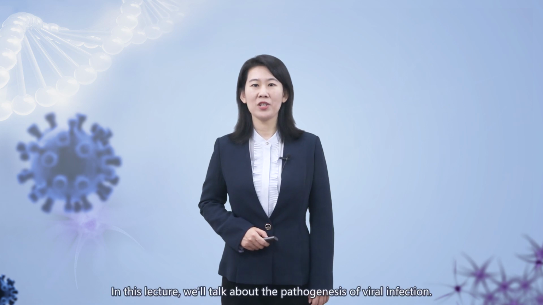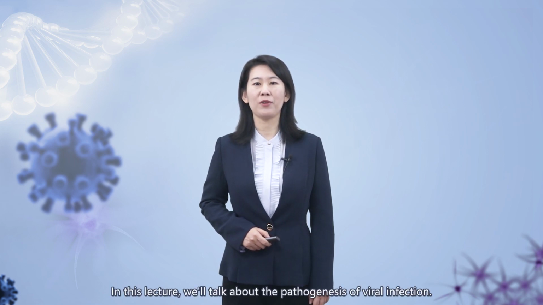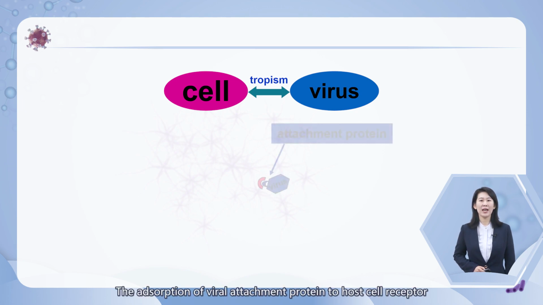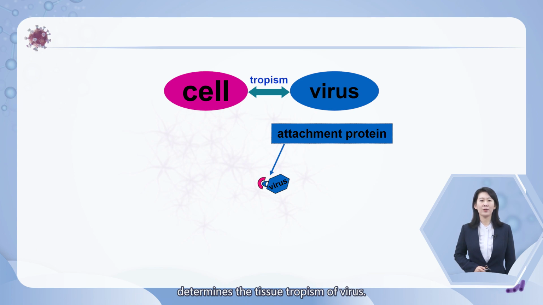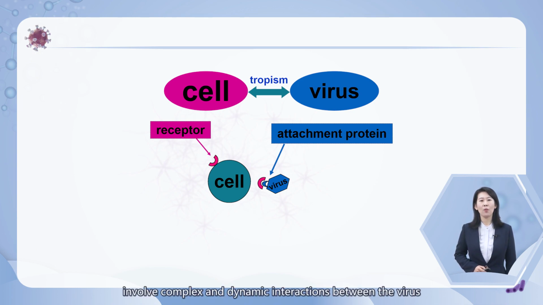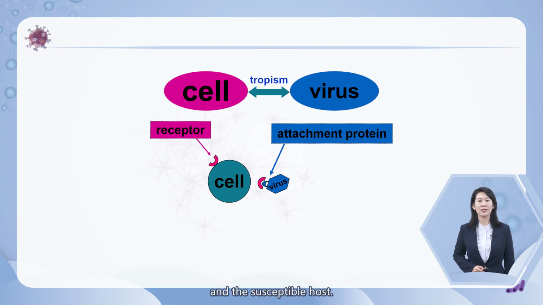Everyone, in this lecture, we will talk about the pathogenesis of viral infection. Viral pathogenicity is the result of the interaction between virus and host. The adsorption of viral attachment protein to host cell receptor determines the tissue tropism of virus. The factors that determine the viral transmission, multiplication, dissemination, and development of disease in the host involve complex and dynamic interactions between the virus and the susceptible host.